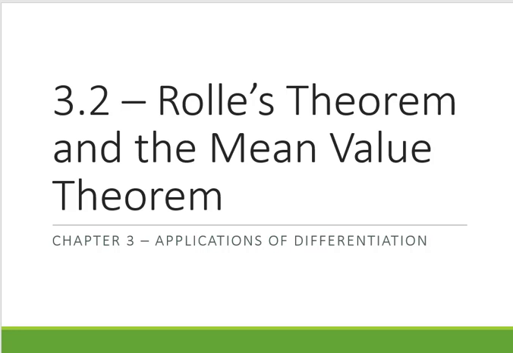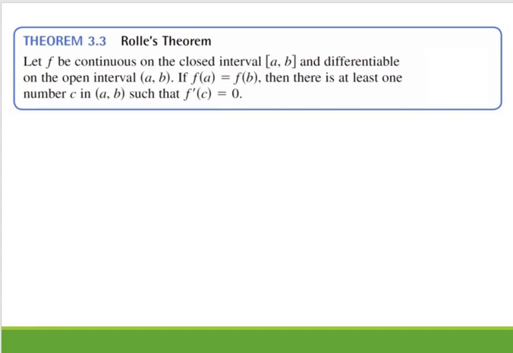Today we're going to be talking about Rolle's theorem and the mean value theorem. So Rolle's theorem is the idea of: let f be continuous on the closed interval and differentiable on the open interval. And if f of a equals f of b, there must be a number c such that f prime of c equals 0.